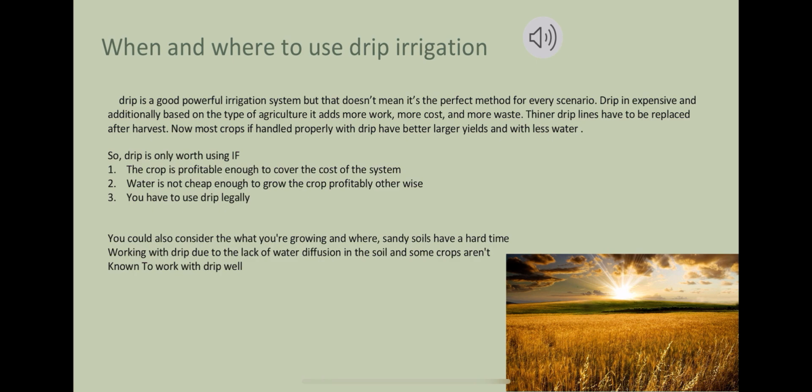If your emitters get clogged, that is a massive insertion of manual labor. And of course, there is the cost of replacing your drip lines, with many drip lines not being designed to last more than a season.